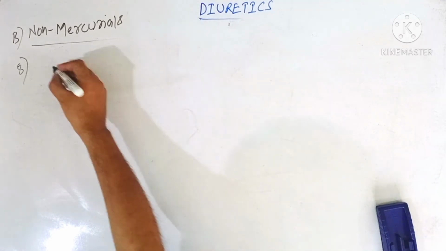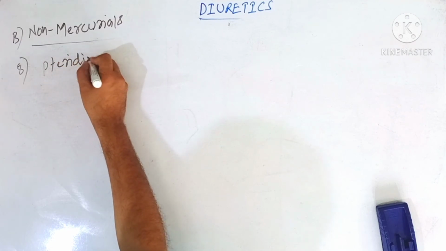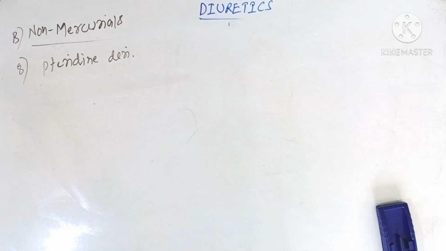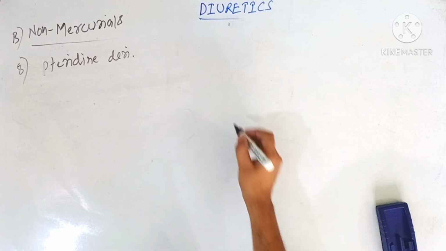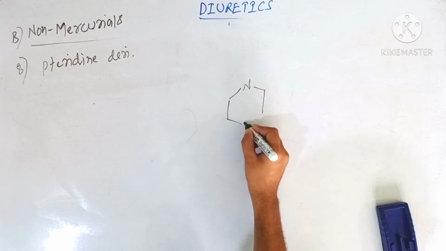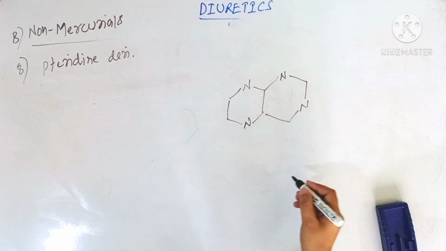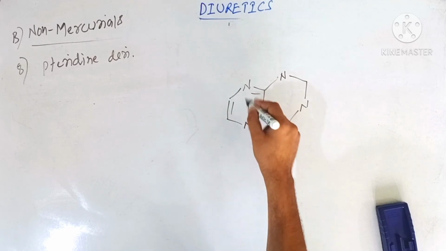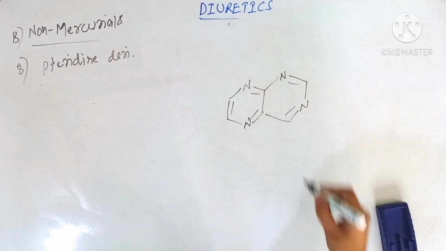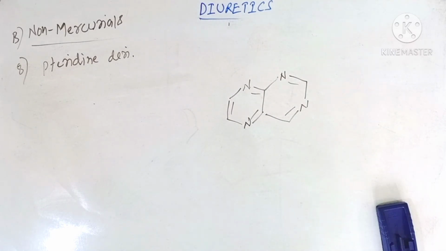Class number 8, pteridine derivative. So what is the structure of pteridine nucleus? So pteridine has this nucleus. This is your pyrazine nucleus, and this is your pyrimidine nucleus. So pyrazine and pyrimidine, when both these nuclei fuse with each other, the structure obtained is called pteridine. So an example of a drug which comes under this class is triamterene.